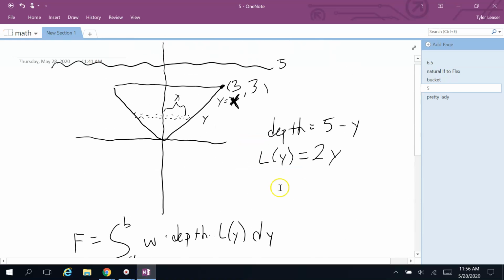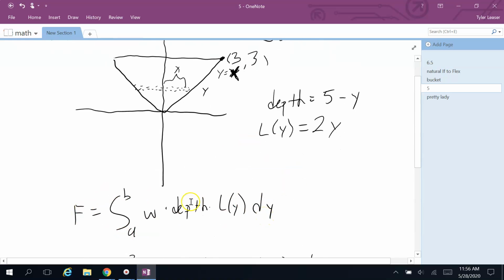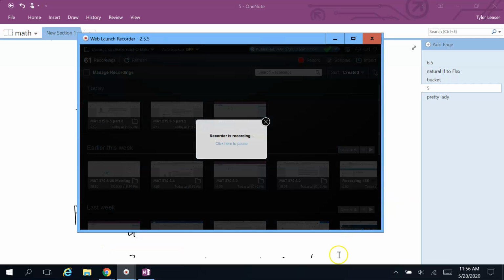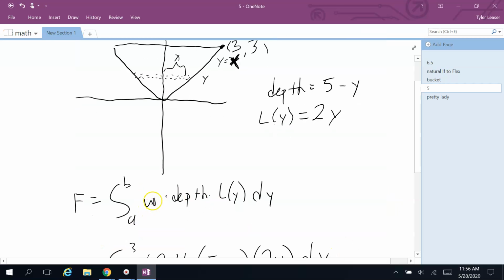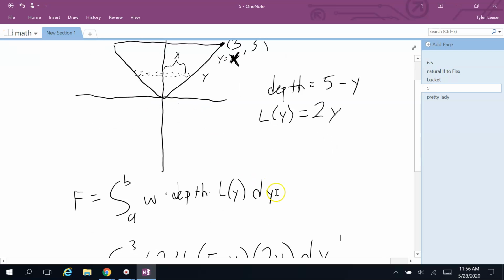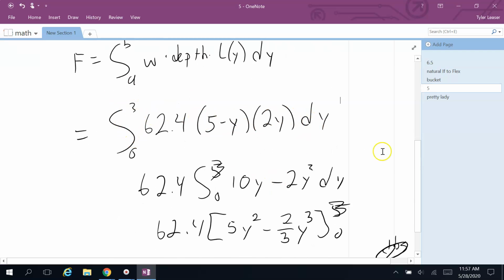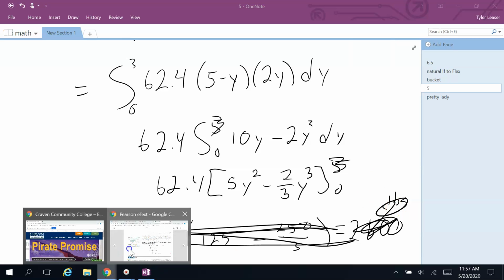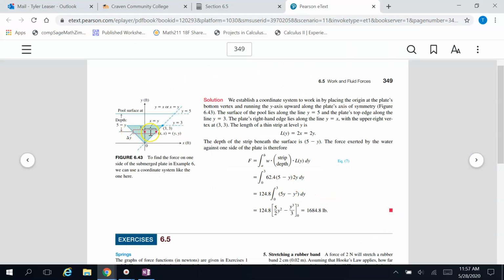Just to break it down again, here's the formula for an object suspended vertically in water. You want to take the density of the liquid times the depth of each of the strips as a function of y, where your strip is located at y, times the length of your strip as a function of y, and then you just integrate over where your strips exist. But pretty cool, right? So just suspending a triangle between 5 and 3 feet underwater, it's 1,684.8 pounds of force that you are feeling on the side of that object.